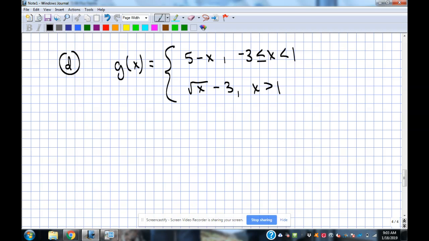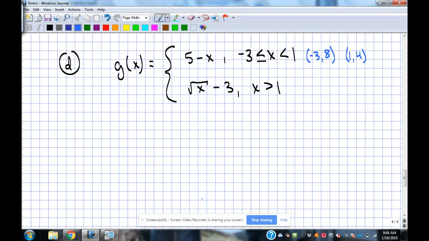So the square root is just over the X. The minus 3 is on the outside. Usually I'll put a little tail there, and I just didn't do it. So that says square root of X and then minus 3. Okay, so just 2 pieces on this one. I think we're getting the idea. Important points for the first part. Negative 3, 8, because 5 minus negative 3 is 8. And then 1 plugged in, 5 minus 1 is 4. So 1, 4. Okay.